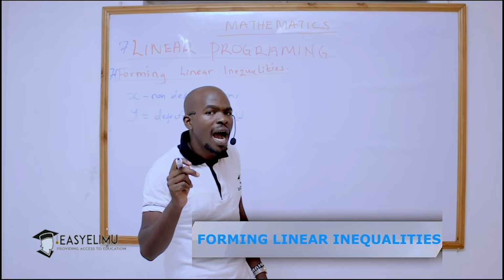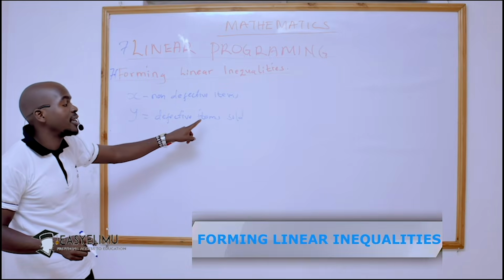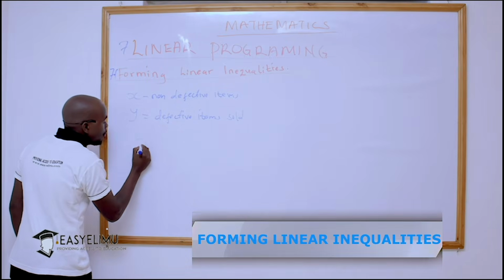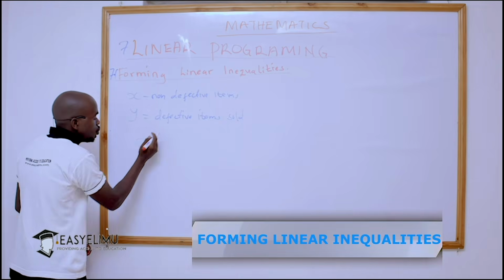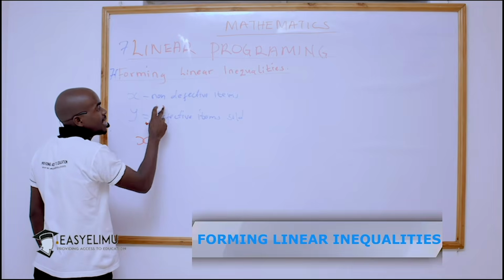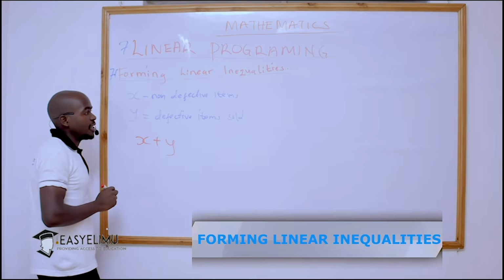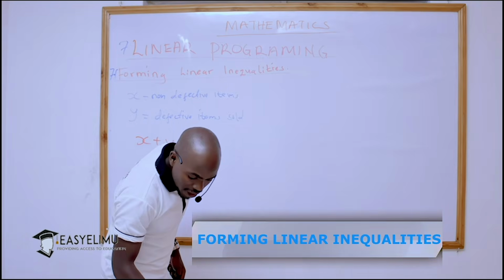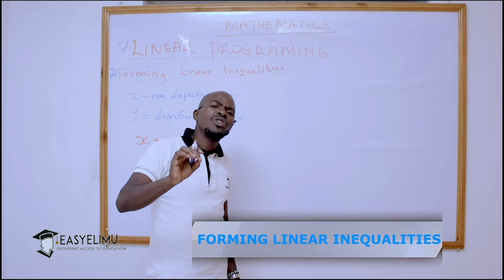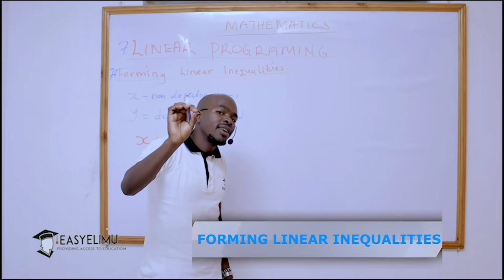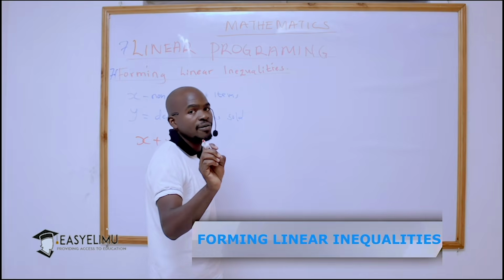At most 400 items. And if X are the non-defective items and Y defective items, then it means if we add the two, all the non-defective items we add to defective items, we should get, we are told, at most. At most means what they produce mostly is 400, but at sometimes they do produce less than that 400.